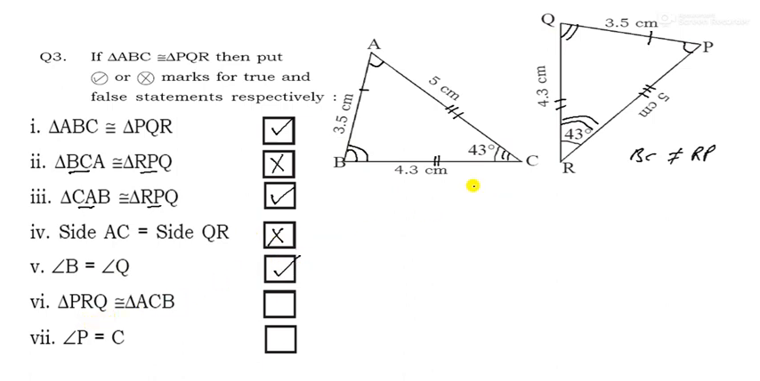PRQ. So PR is equal to how many? You can check here. PR and AC. AC is 5 and PR is 5. Correct. And RQ is 4.3, and here CB is 4.3. Yes, it is correct. So you can tick here. Angle P is equal to angle C? So angle P, where is angle P? And single line, angle C. Not. These are not equal, so you can cross it. So that is the answer to your question.